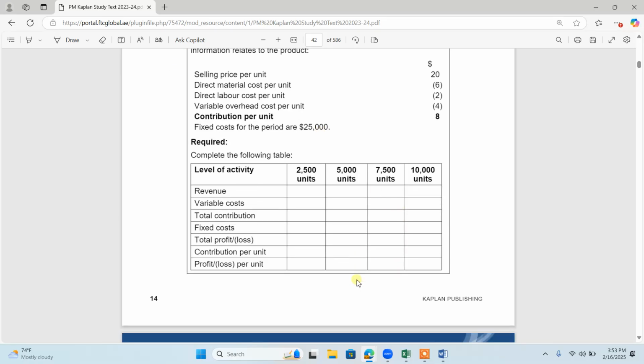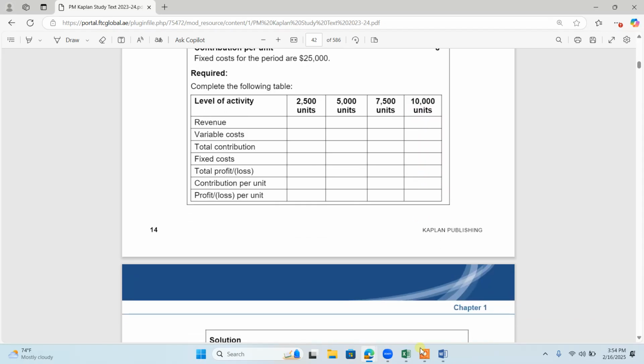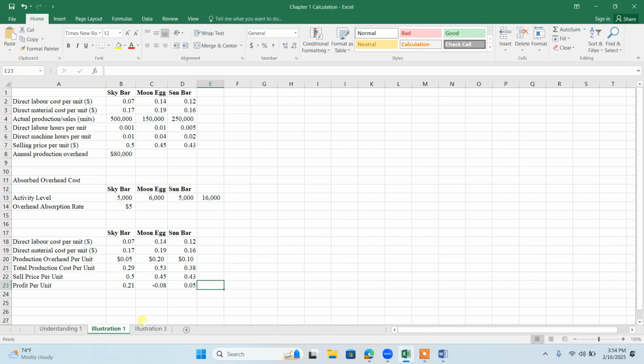Okay, so what is the requirement? The requirement is to complete the following detail. If the company produces 2,500 units, what will be its revenue, variable cost, total contribution, and the profit and loss? Similarly, if they have produced 5,000 units and 10,000 units, what will be its profit? So let me do it quickly.